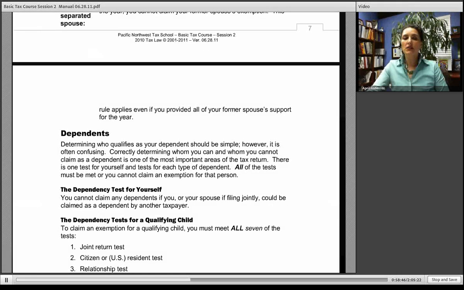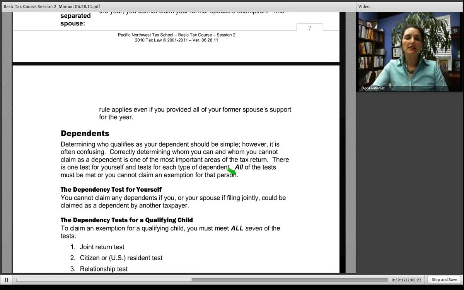Again, determining who qualifies as your dependent should be simple. However, it is often confusing. And correctly determining who you can and who you cannot claim as a dependent is one of the most important areas of the tax return. There is one test for yourself, plus there are additional tests for each type of dependent. You must meet every single test in order to claim a person as a dependent.